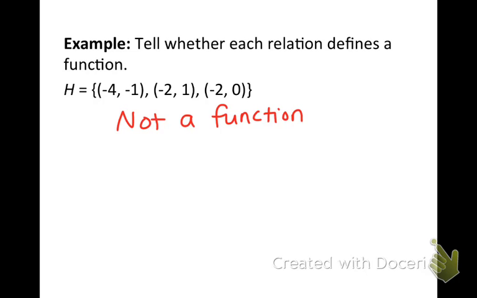Because your first component needs to have exactly one pairing with a y component. Well, here negative 2 is paired with 1, but negative 2 is also paired with 0. Can't happen. Okay. And they might give it to you in a table format also, which just would be that you can't have repeating x values in your x column.